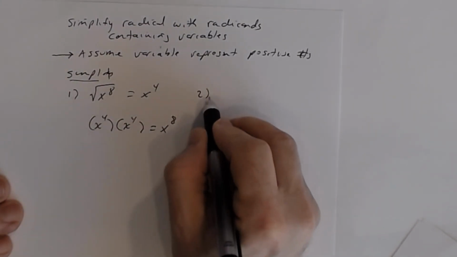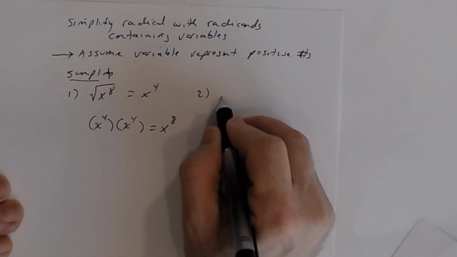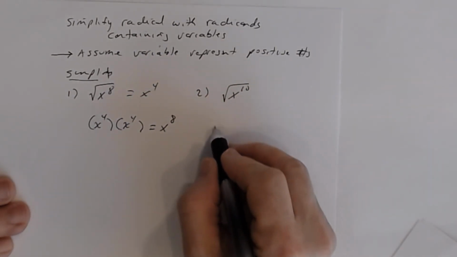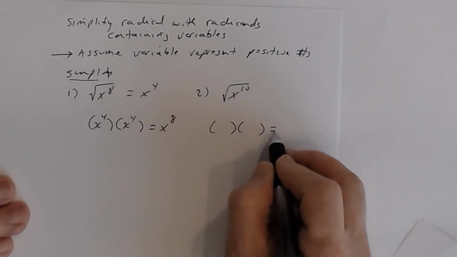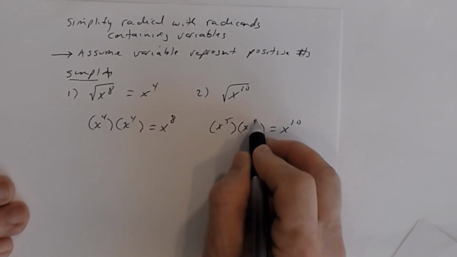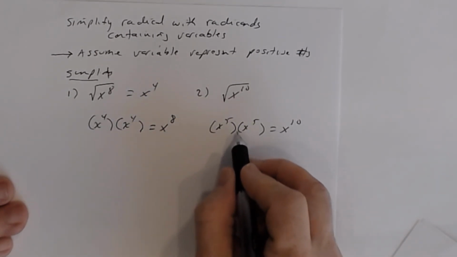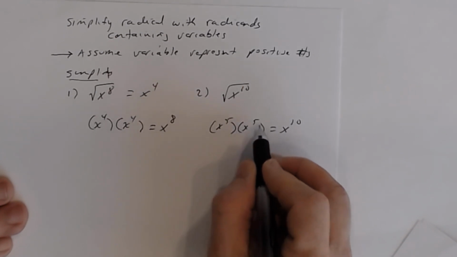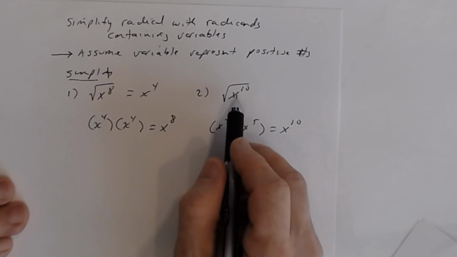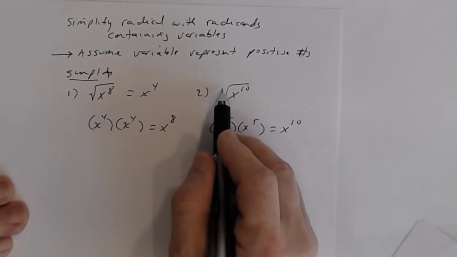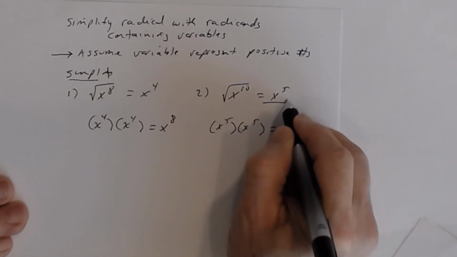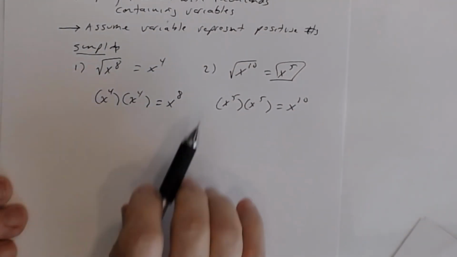So using that idea with number 2, let's suppose we had the square root of x to the 10th. Well, in our mind, you can think of it this way. What times itself is x to the 10th? Well, x to the 5th times x to the 5th is x to the 10th, because when you multiply like bases, you add exponents. 5 plus 5 is 10. But you also know that based on what we just did, I could say 10 divided by the index, 2. 10 divided by 2 is 5. So I get x to the 5th. Okay? So we're going to use that idea.